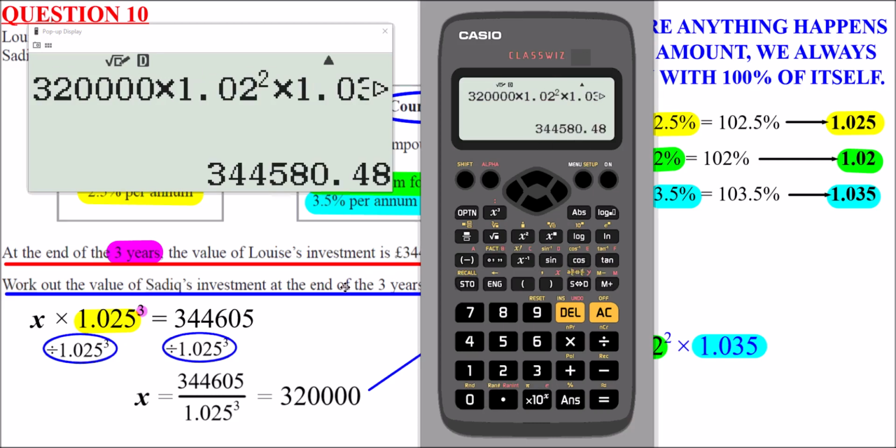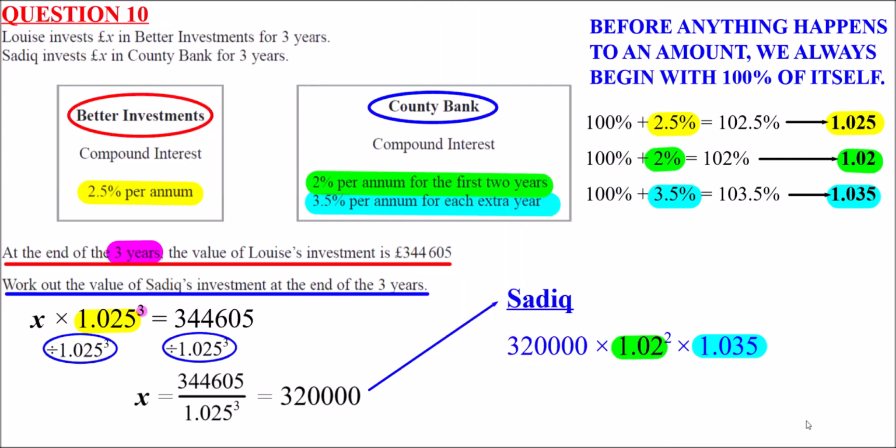The question doesn't say to give it to so many decimal places or to the nearest £100. That is an amount of money that makes sense: £344,580 and 48 pence. So I would suggest just writing that down as your final answer, and that will be absolutely fine. So Sadiq, in other words, ends up with that grand total, and that's question 10 complete.